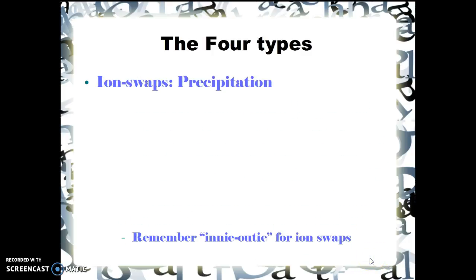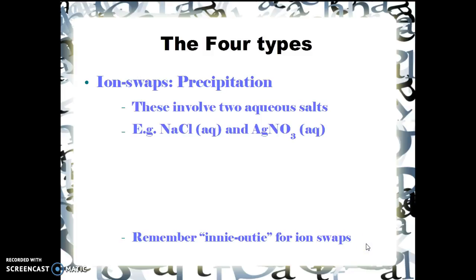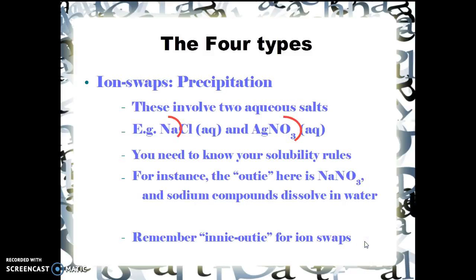The other ion swap is the precipitation reaction. These involve two aqueous salts. For instance, sodium chloride reacting with silver nitrate solution. Now you need to know your solubility rules. There is no way to get away from them. So if we look here, the outie here is the sodium and nitrate. And of course we know that sodium compounds are all soluble in water.